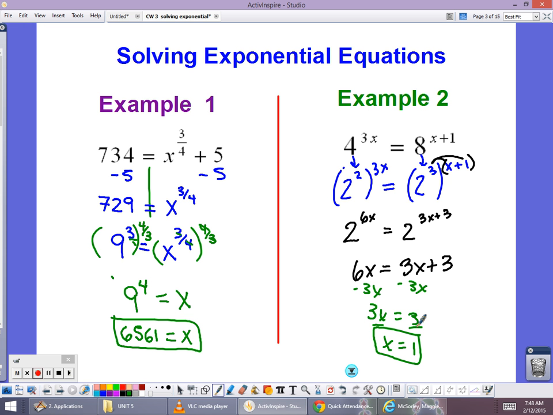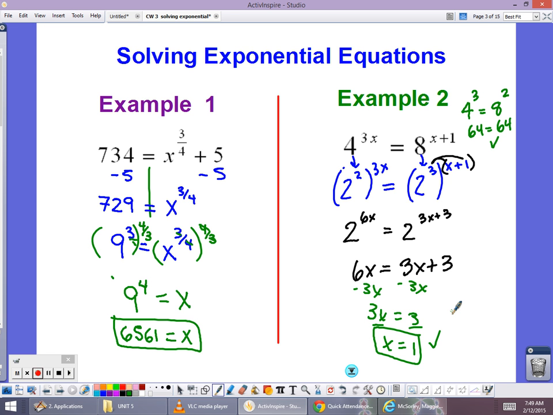Whew. Now, before I say, okay, I'm done, I'm moving on, what would be a good idea? Yeah, what would you do, Hannah? Good idea. Let's plug in the 1 and make sure it works. So 4 to the 3 power, 4 cubed, is equal to 8 to the 2 power, 8 squared. So 4 cubed is 64, and 8 squared is 64, and that is a true statement. So I'm pretty confident that I got that one correct, that x equals 1.